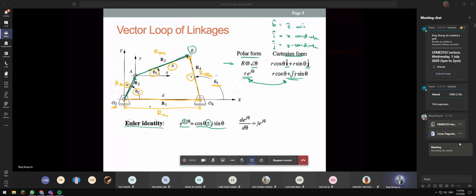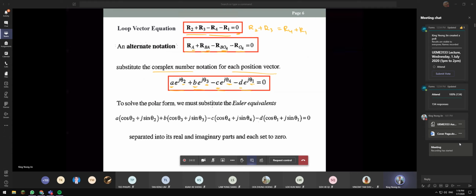So what is theta 1? Basically theta 1 is also measured from the x-axis, so it will be 0 in this case. Right? So e to the power of 0 you will get 1, so it's not 0. To solve the polar form, we must substitute the Euler equivalence.